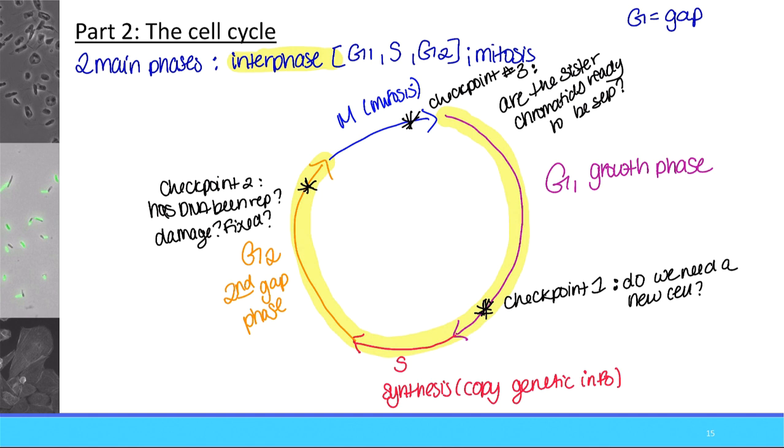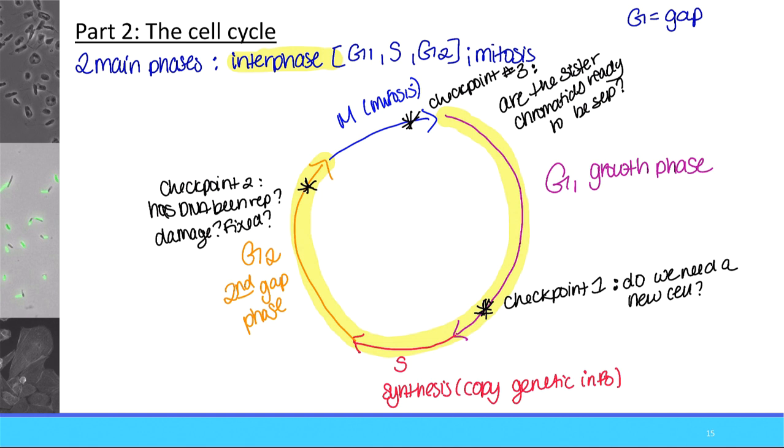So a cell will spend about 9 hours in the first growth phase, so in G1. It'll take about 10 hours to copy the genetic information, and then it'll take about 4 hours for that second gap phase and about an hour for mitosis. And again, that's going to be for a pretty rapidly growing cell.